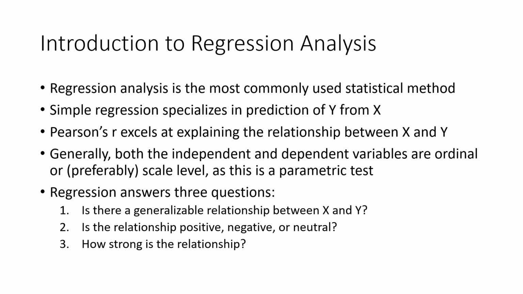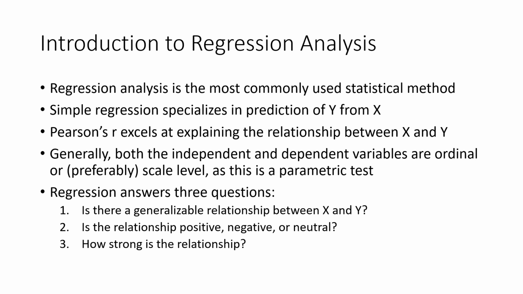So generally speaking, in simple regression and Pearson's R, the independent variable and the dependent variable are either ordinal or preferably scale in measure. And this makes sense because unlike chi-squared, which we just learned about in the previous chapter, regression analysis is a parametric statistical test. So once again, it is dependent on, especially, the dependent variable being normally distributed.